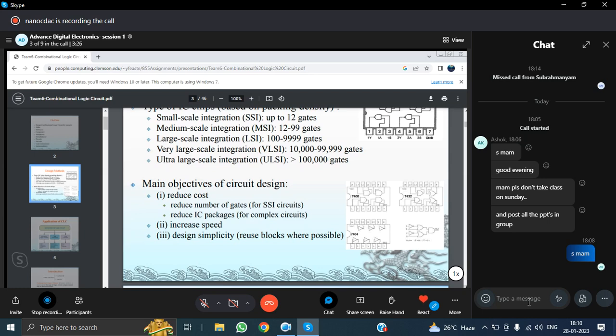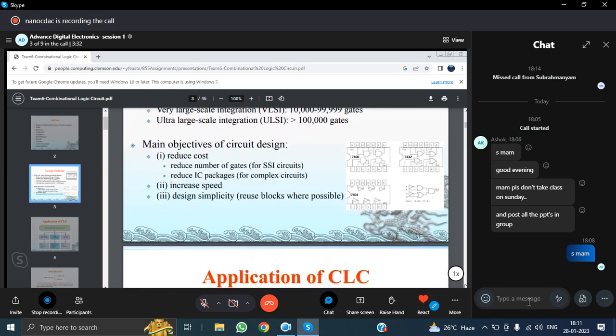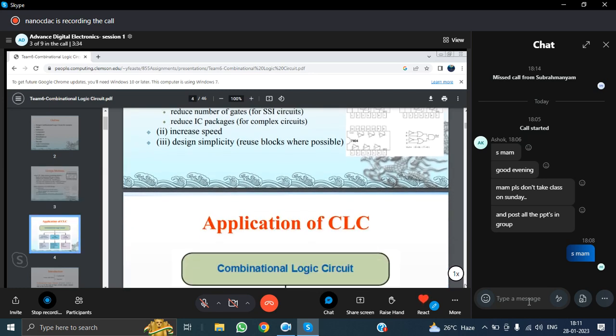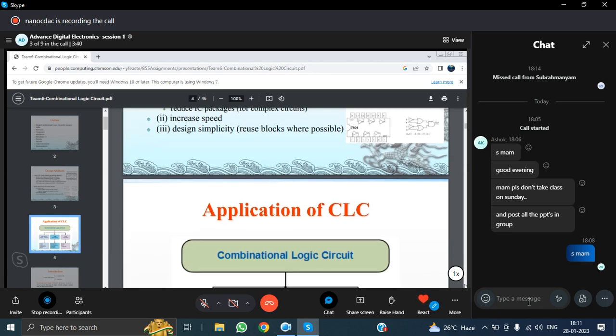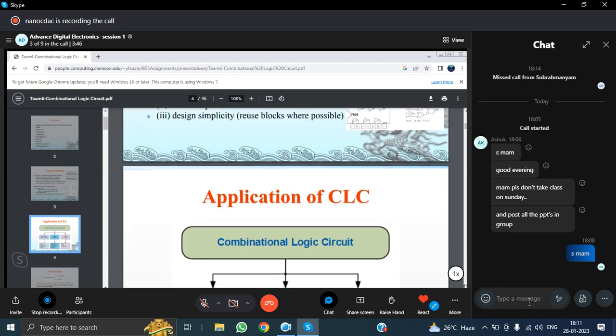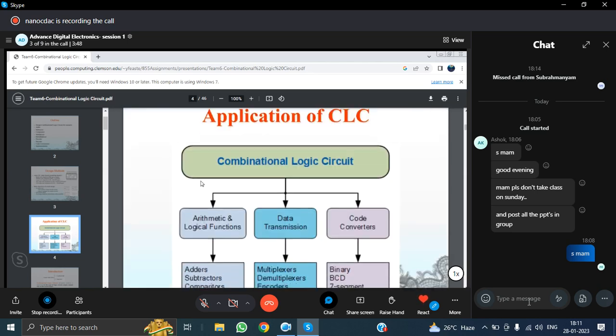Normally, what is the intention behind the circuit design? Reducing the cost, increasing the speed, and simplicity. That's why we are going for K-map. That's why we are going for minimization techniques. That's why we are going for the tabulation method, or it is called the Quine-McCluskey method. So see here, the combinational circuits which we are designing.